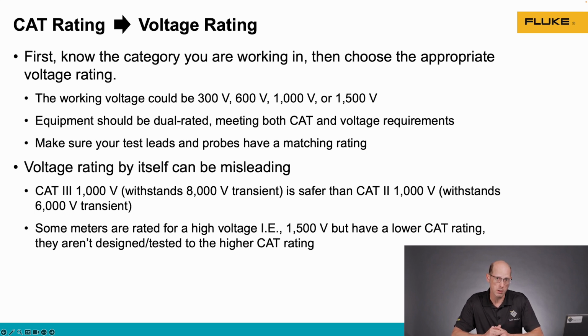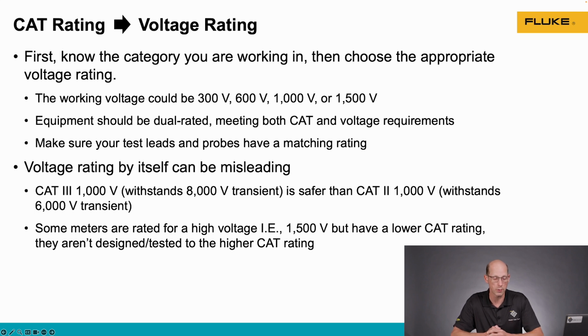It's also interesting to note that some meters in the industry are designed to test to a certain voltage, say 1500 volts or even 2000 volts. But when you look at the category and voltage rating that the tool is designed and tested to, it's significantly less. So it might be 1000 volts category 3 or even 600 volts category 3. So it's important not just to look at what the tool is capable of measuring, but what it's designed and tested to as well.